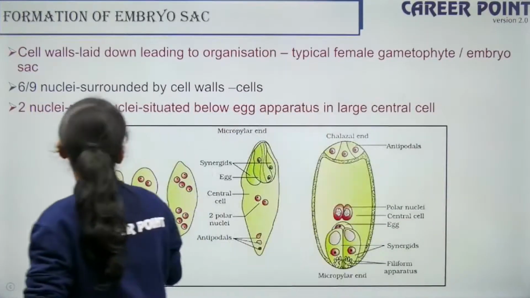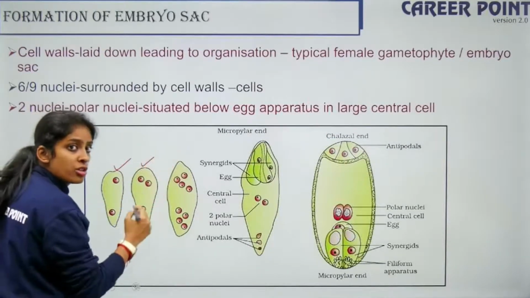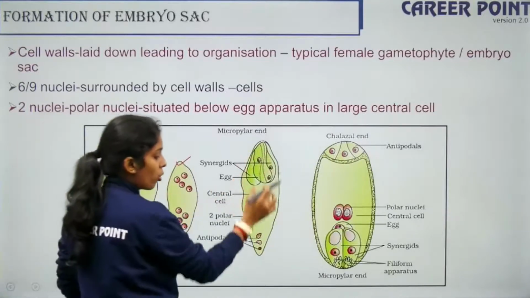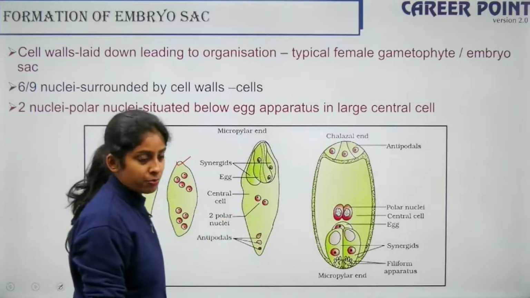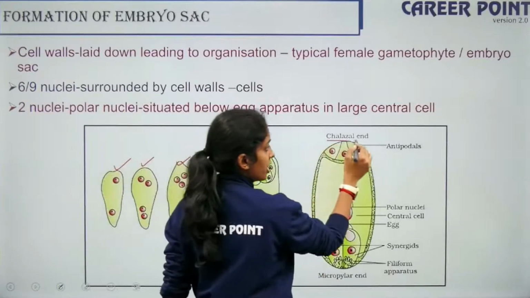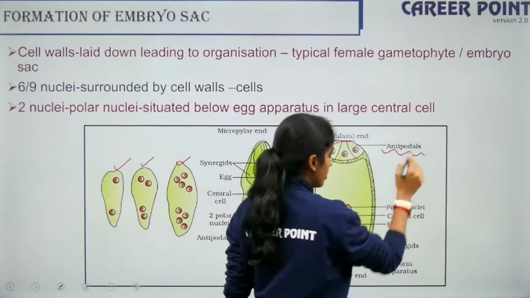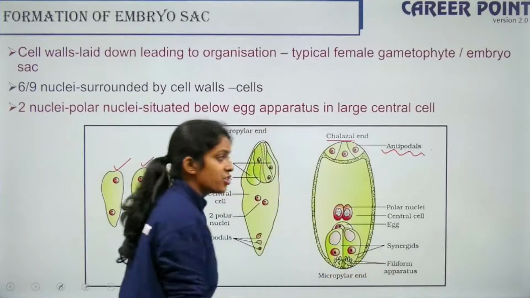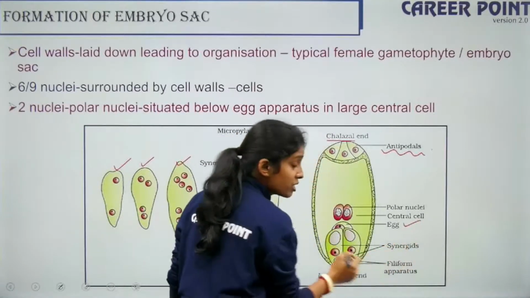Initially it forms 2, then undergoes further division to form 4, and further division to form 8. 3 move to one pole and 3 move to the other pole, and 2 remain in the center. The 3 towards the chalazal end form the cell wall, and that is called the antipodals. Towards the micropyle end, it forms 3 cells, which is your egg apparatus. In that you have 1 egg cell and 2 synergids.